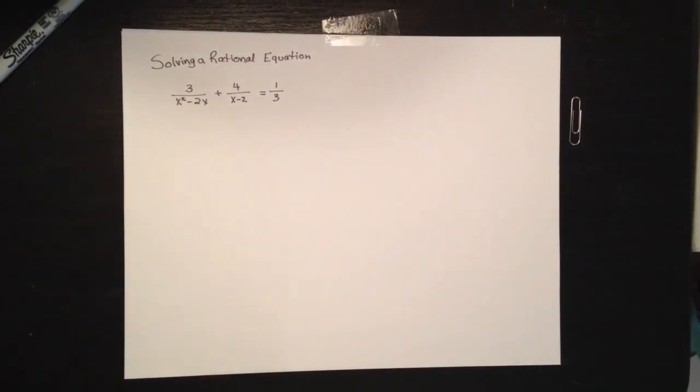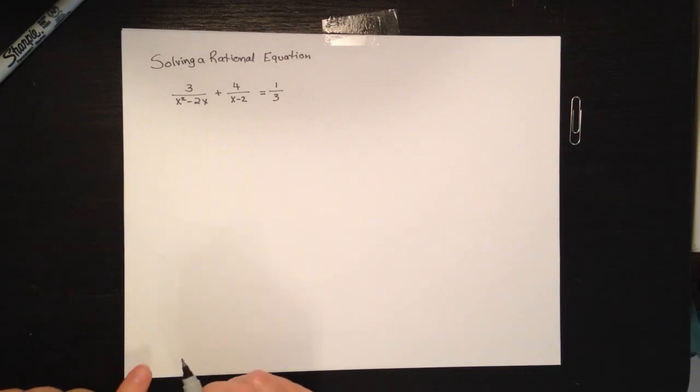This video is about solving a rational equation. If we are given 3 over x squared minus 2x plus 4 over x minus 2 is equal to 1/3, and we have to solve for x here, the first thing that you should do is find the values for x which would cause division by 0, the values for x which we have to restrict from the domain, or like I call them in class, the bad values.